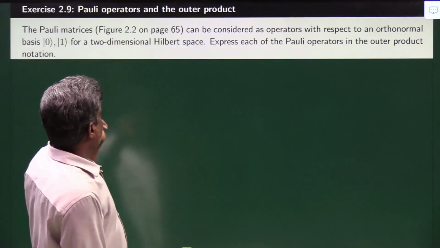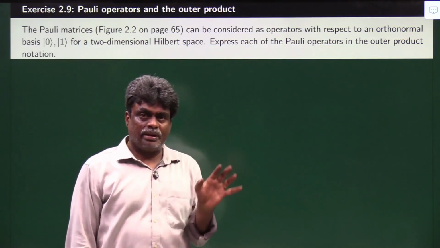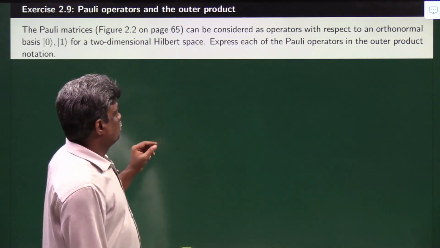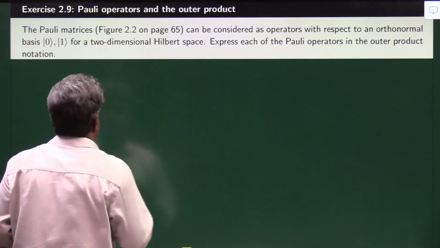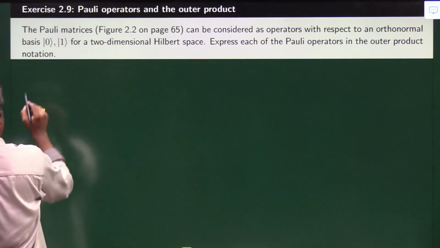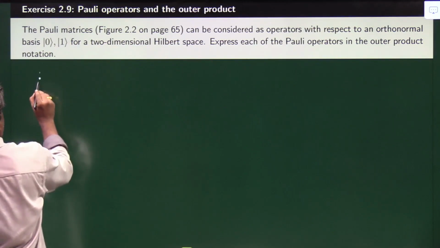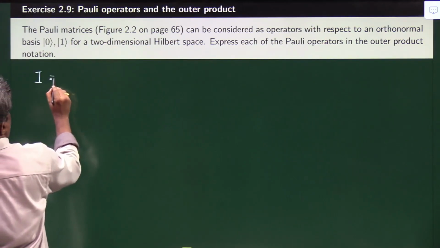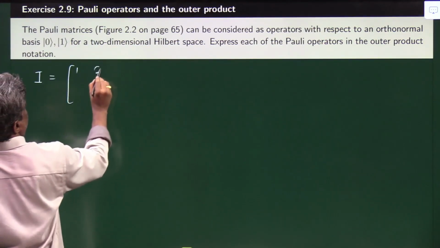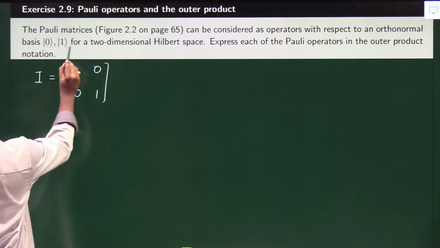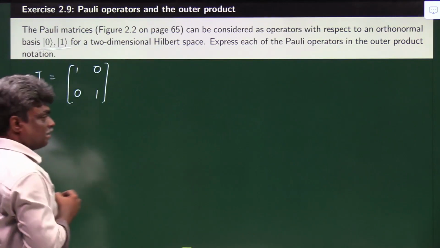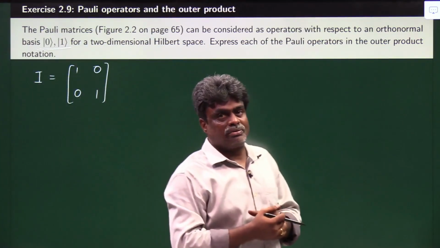So here they are asking to represent the Pauli operators in the outer product notation. Okay, so let us start. So let me take the identity operator first. This is 1001. Already basis states are given. If you observe carefully, this is the basis state. But how to write this in outer product form?